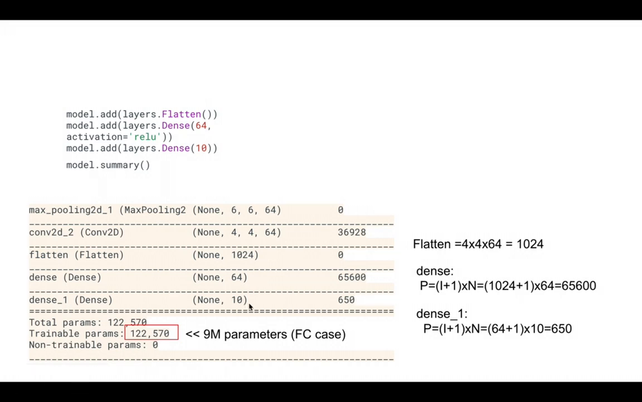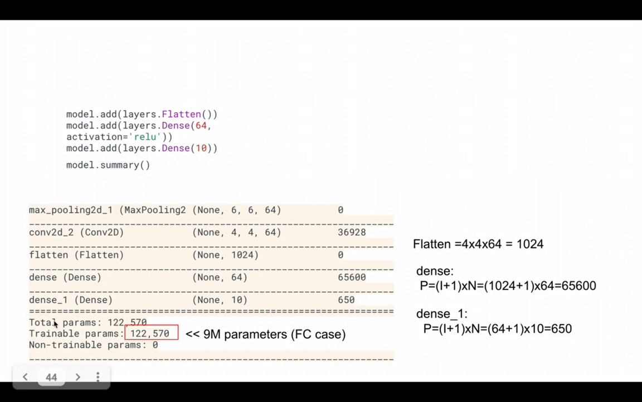We can calculate the number of tunable parameters of the hidden layer. That is the input array size plus 1 bias, times the number of neurons in the following layer. So the input is 1024 and the number of neurons in this layer is 64. Therefore, the tunable parameters are 65,600. Up to the final output layer, the input is 64 and the output is 10. Therefore, the tunable parameters are 650.